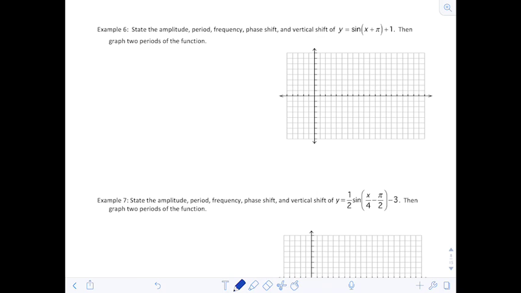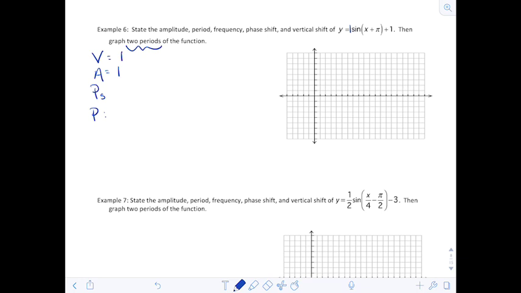So example 6, state the amplitude, period, frequency, phase shift, and vertical shift of y equals sine of x plus pi and then plus 1. And we need to actually graph two periods of this function. So we're going to start with VAP, vertical translation, amplitude, phase shift, period. And we're going to just list our characteristics. So vertical shift is 1, that's our d value. Amplitude, there is nothing in front of sine, it's just a 1.